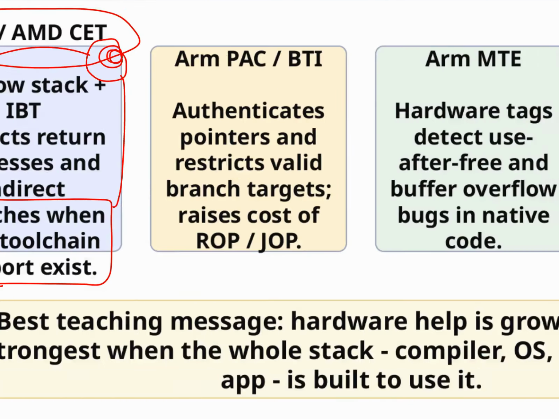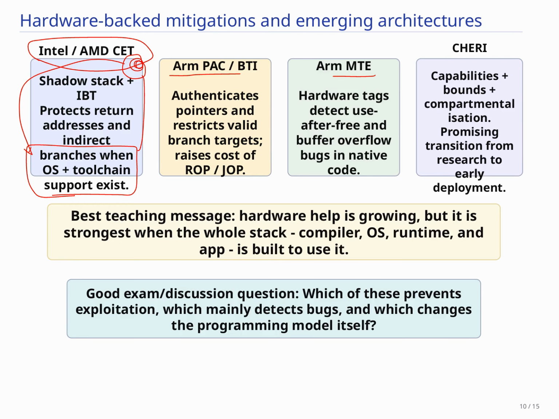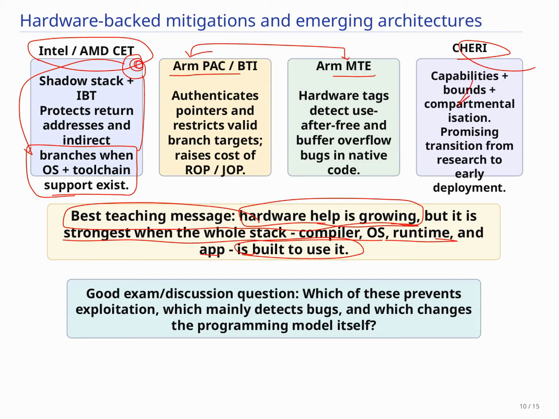ARM also has PAC and ARM has MTE. These are the mobile operating system style of protection, we can say. I don't know what this theory is, but I think it is related again with mobile development. So the hardware help is growing, but it is strongest when the whole stack, the compiler, OS, runtime, and app, is built to use it. So that means every part of this game should be tied together.